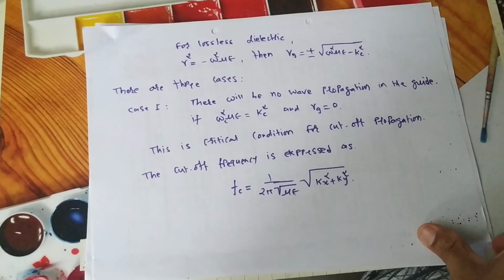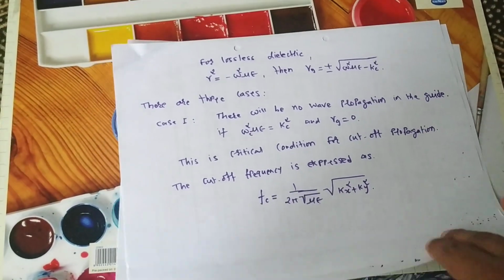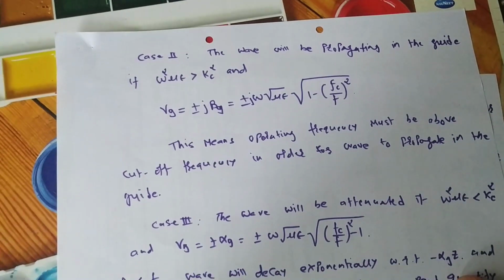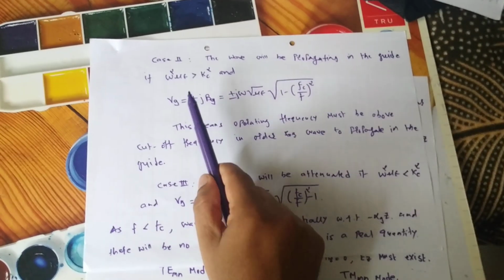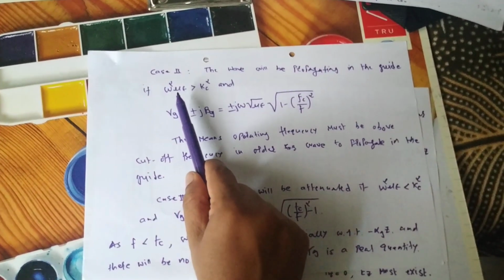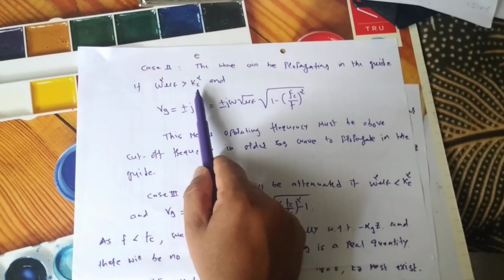So let us see the second case. In the second case, the wave will propagate in the guide if and only if omega square mu epsilon is greater than kc square.